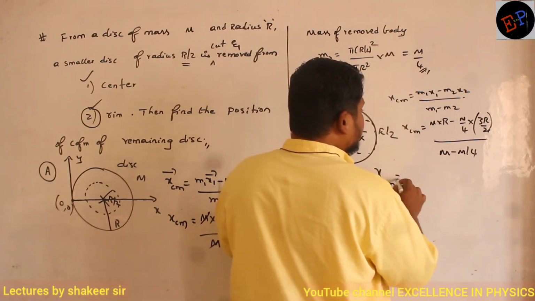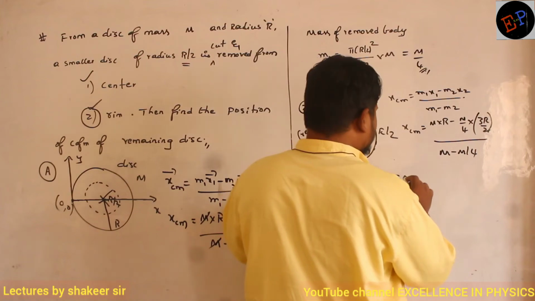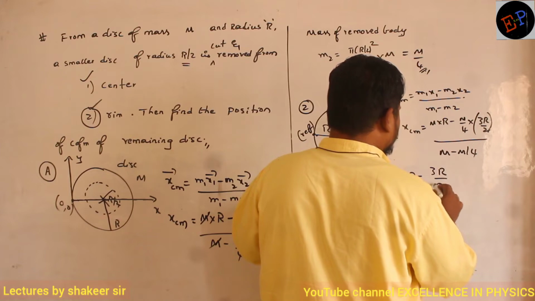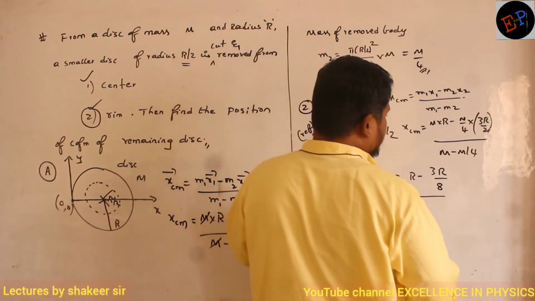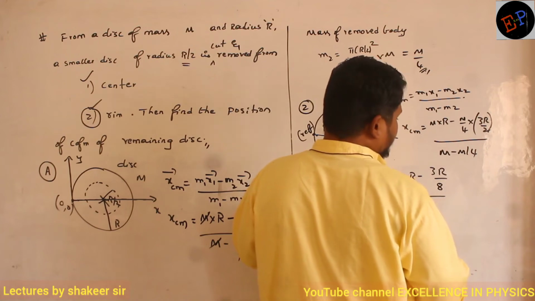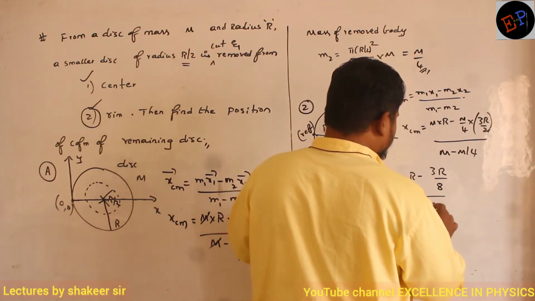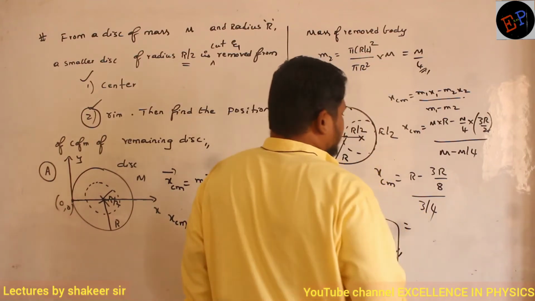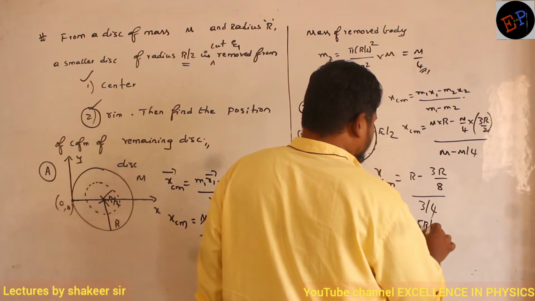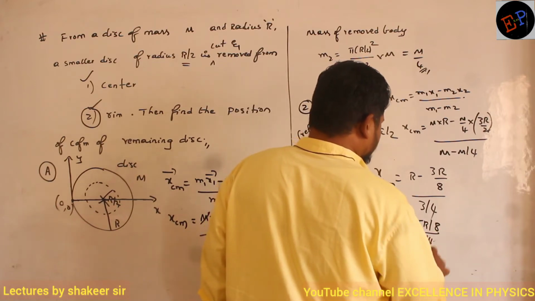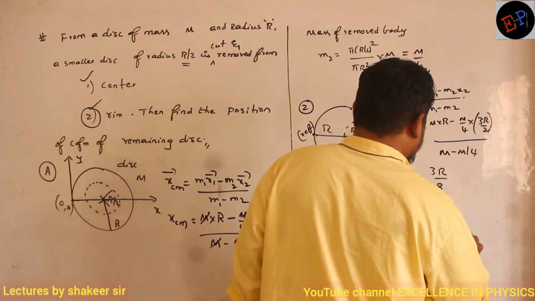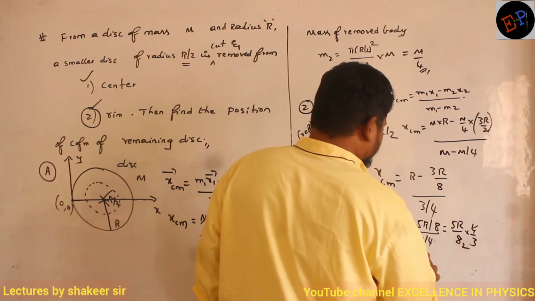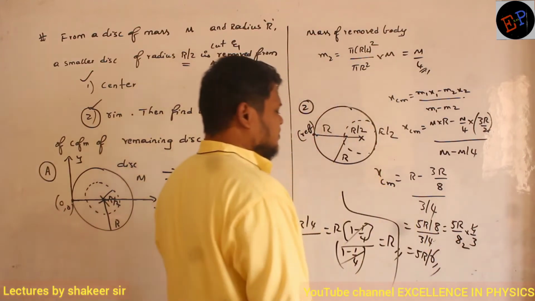Now do this calculation. So again m everything gets cancelled. So r minus 3r by 8 divided by 1 minus 1 by 4. 1 minus 1 by 4 is 3 by 4. Okay? So do this calculation. So 8 minus 3, 5r by 8 divided by 3 by 4. Clear, no? So 5r by 8 multiplied by 4 by 3. So 4 ones are 4, 4 twos are 8, it is 5r divided by 6. That is the answer which I got.